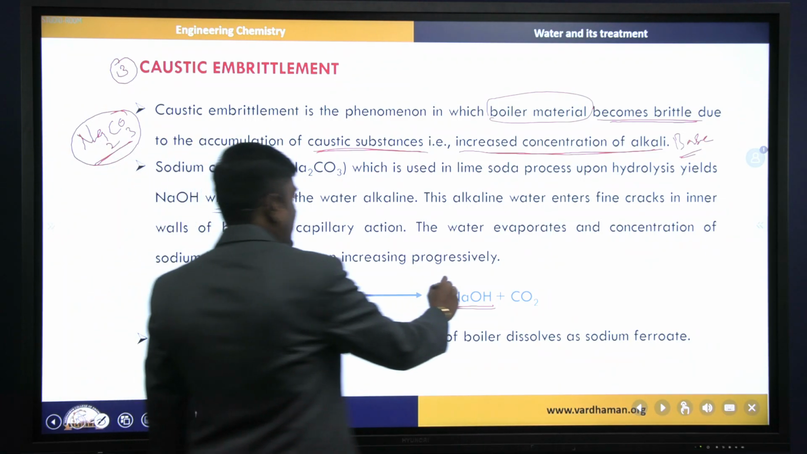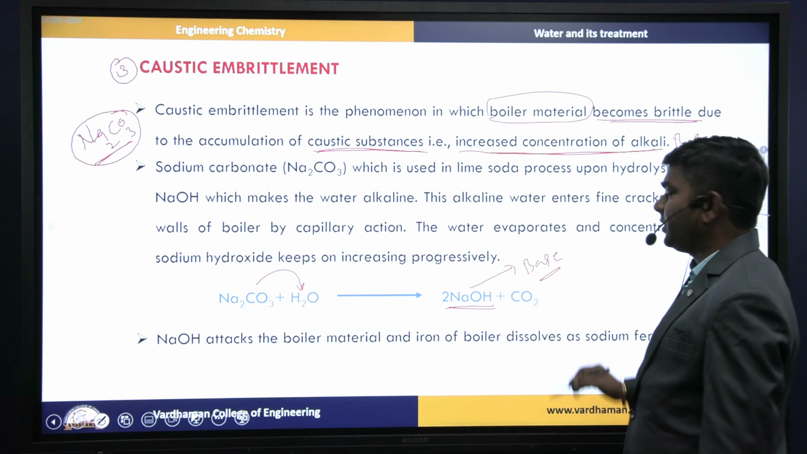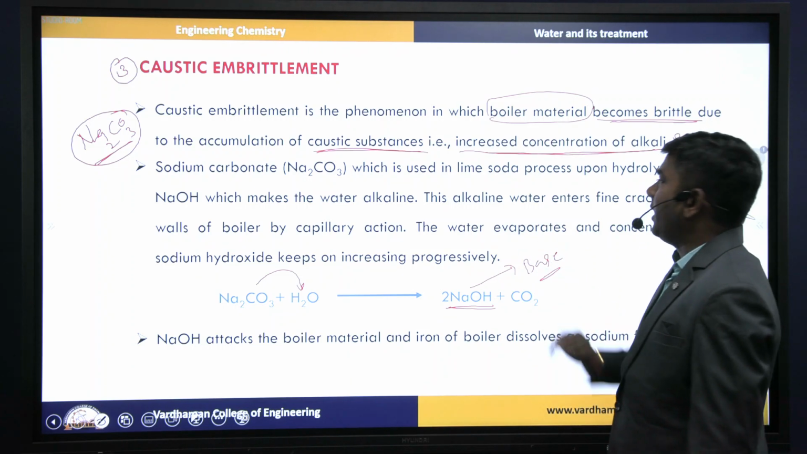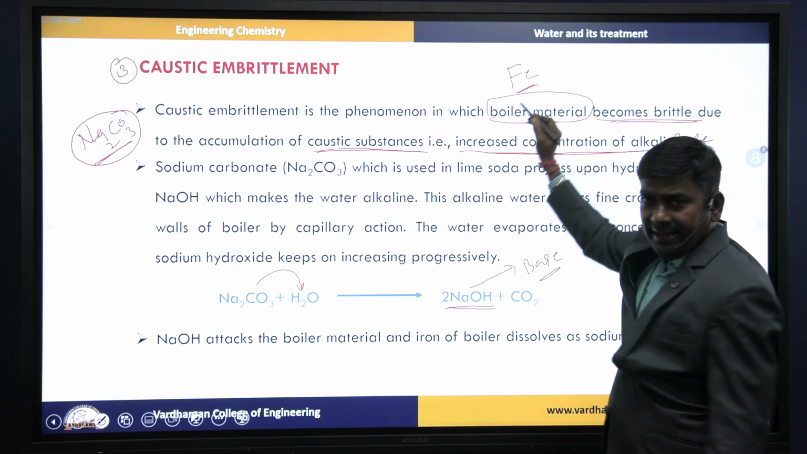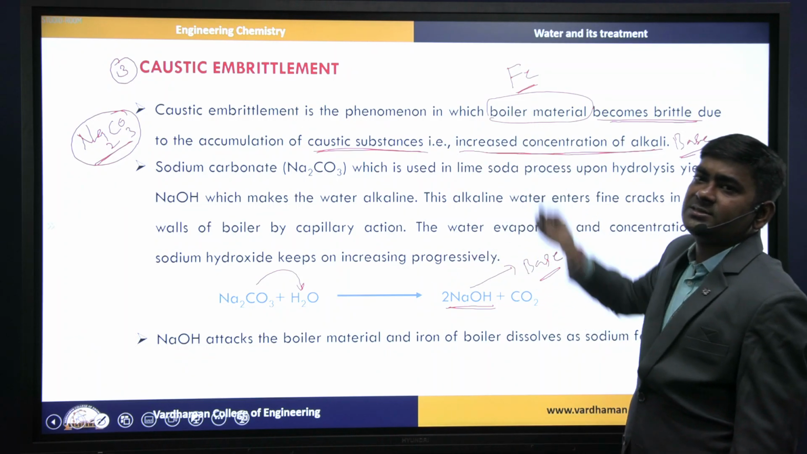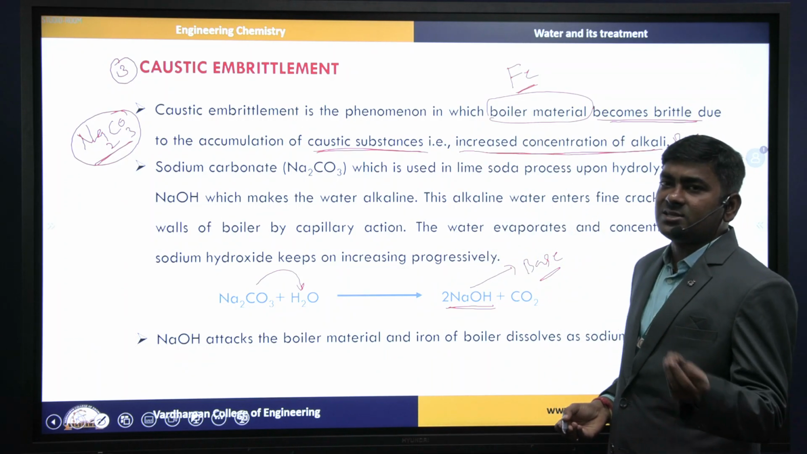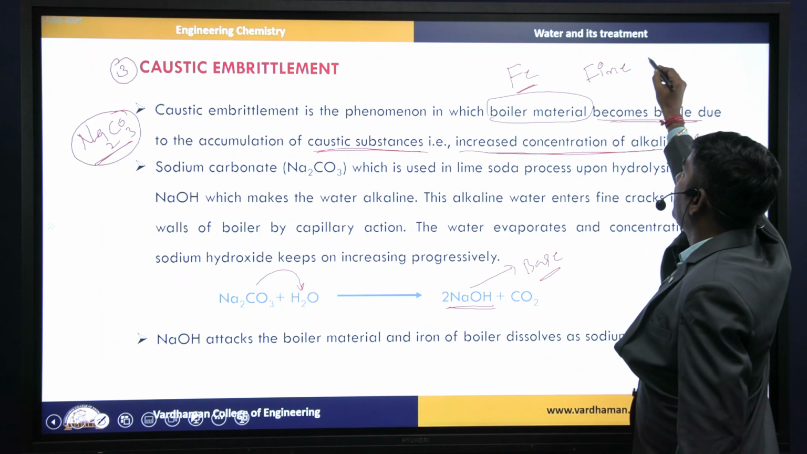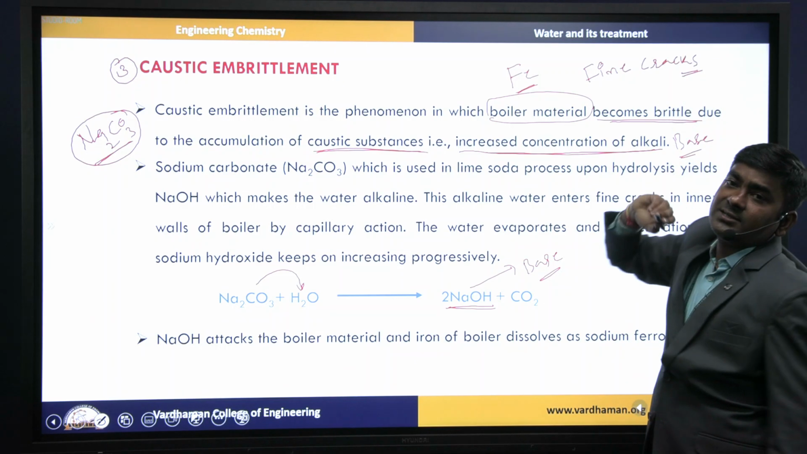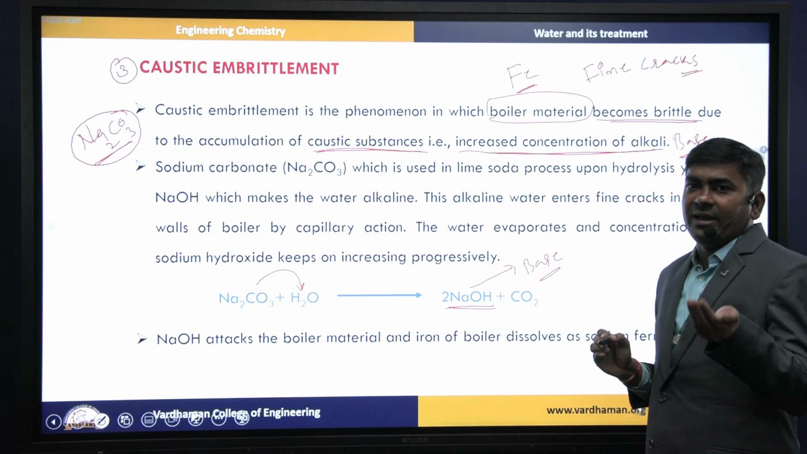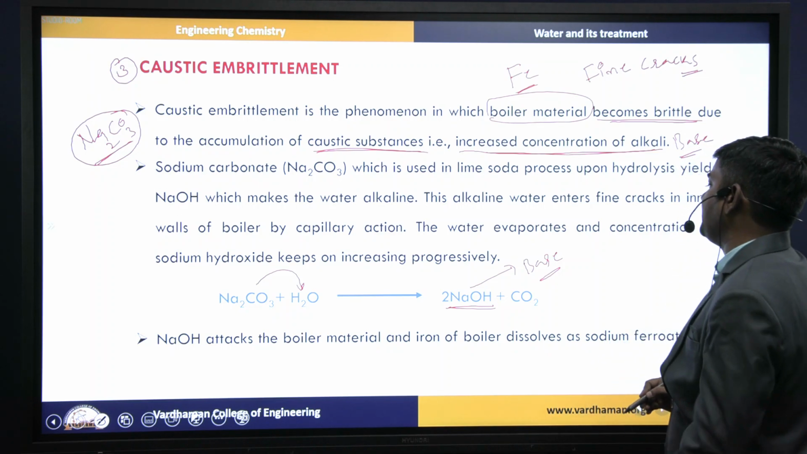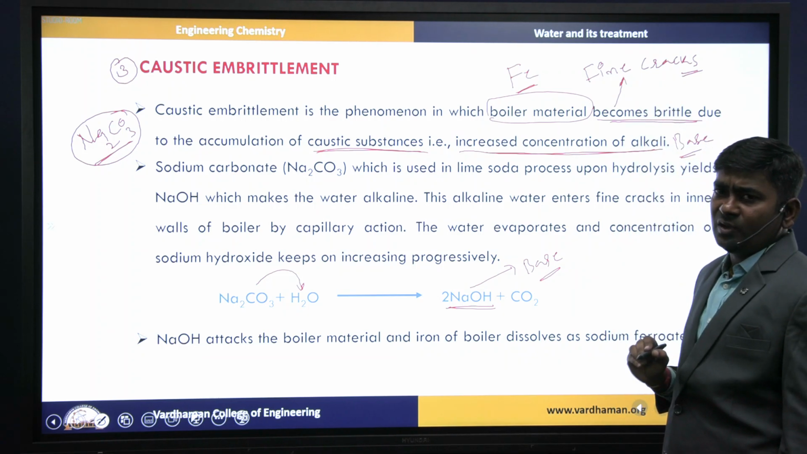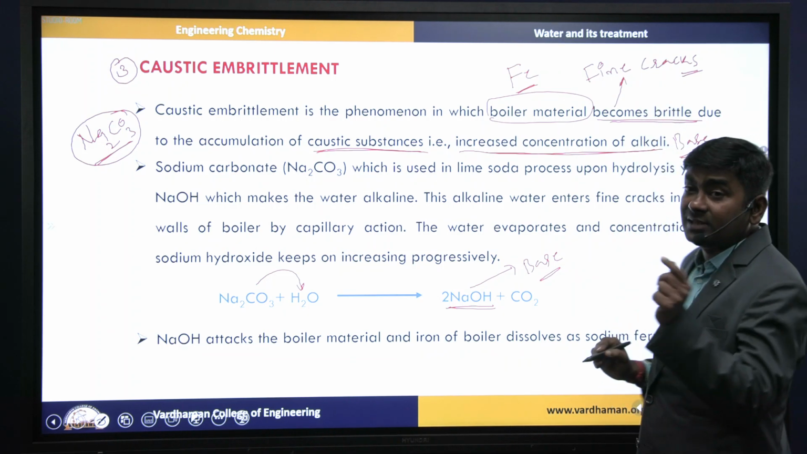So what is sodium hydroxide? It is a base, an alkali, right? Now the pH of the water rises. The boiler wall is made with iron or steel. Steel is nothing but an iron-based alloy, right? So there is a chance of having fine cracks in the boiler wall, or in some corner areas, and this sodium hydroxide either enters into these fine cracks or deposits at the corner areas.